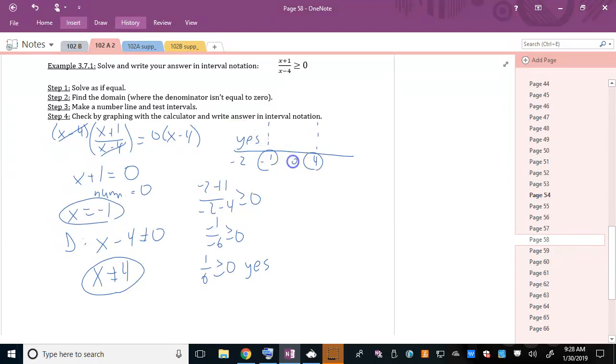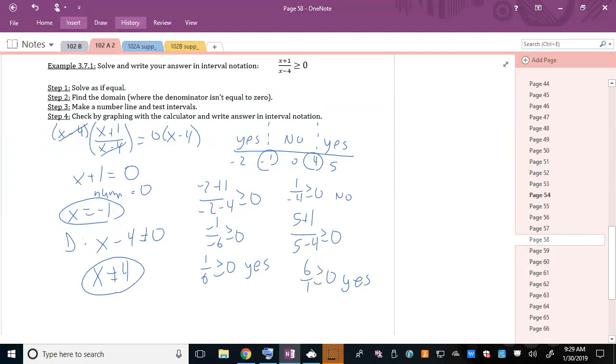Between -1 and 4, let's pick 0. 0 is usually a pretty easy number. Is that greater than or equal to 0? No. And then I need a number greater than 4. Let's pick 5. And I get 6 over 1. And yes, that is greater than or equal to 0.